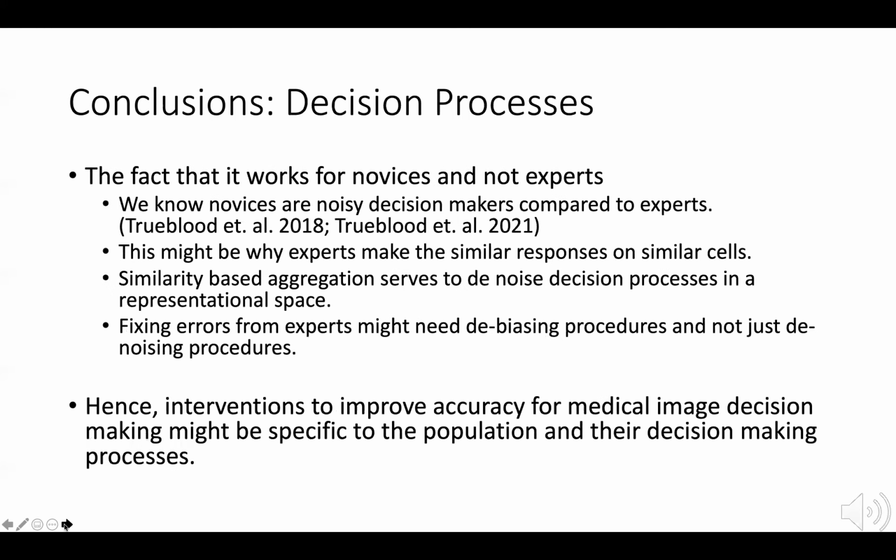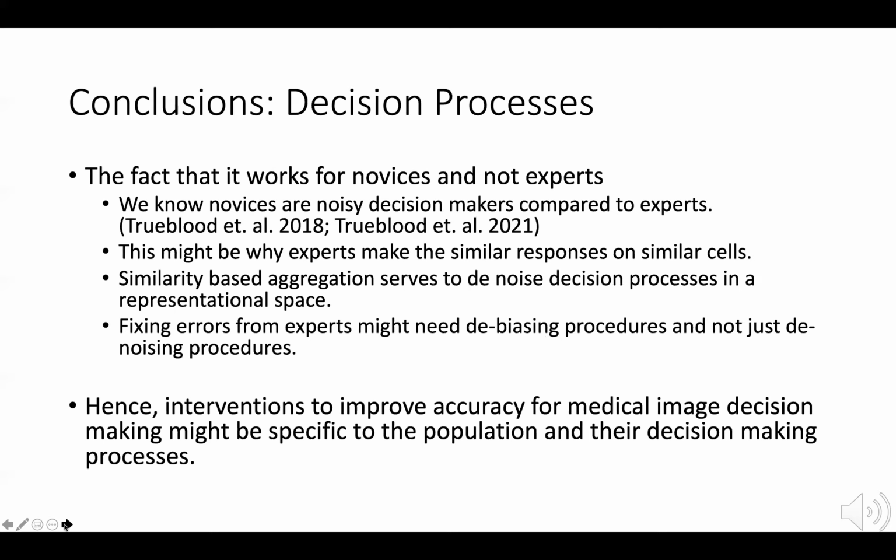As for our decision processes, we again have an interesting set of findings. We know that it works for novices and not experts. We already know that novices are noisier than experts, so the errors that they make are a lot more random, but experts might make similar responses on similar cells. So similarity-based aggregation can denoise decision processes in a certain representational space. However, fixing errors from experts might need debiasing procedures and not just denoising procedures.